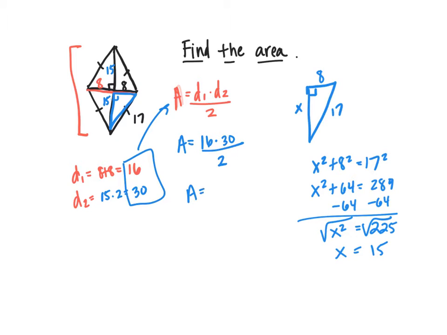And again, I like to simplify. These don't reduce with both numbers, but you can reduce the 2 with one of them. So 8 times 30, 8 times 3 is 24. So this would be 240 units squared.